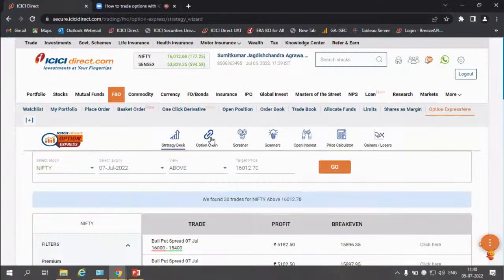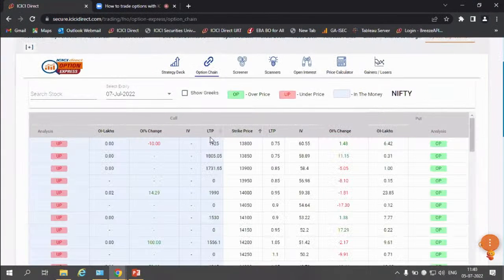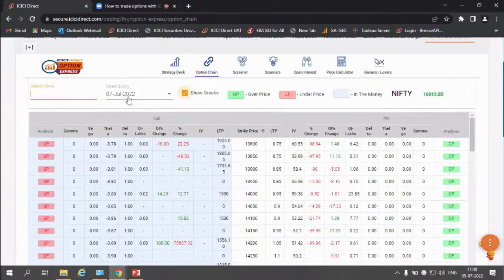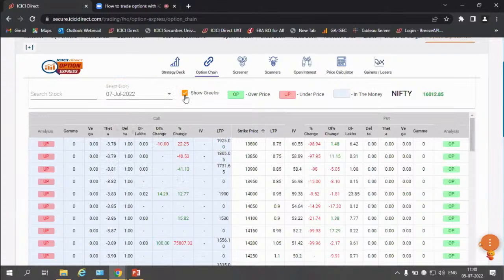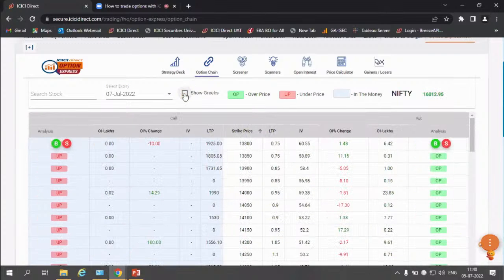Is this option chain available to everyone, including NRIs? I think yes. Option chain is something that is available to all of the people. It is available on our platform, and that too at no cost. You can simply come here, select the stock that you want, select the expiry that you want, click on Greeks if you are a high-end options trader and want to trade based on that, and if you don't want to trade based on that, you can simply untick it. It is all available to the people.